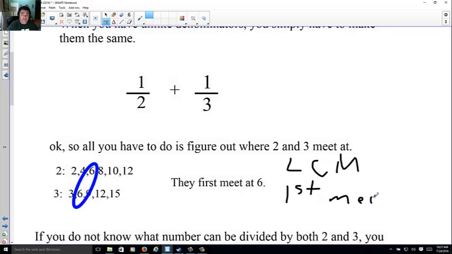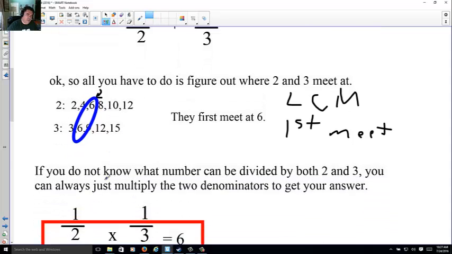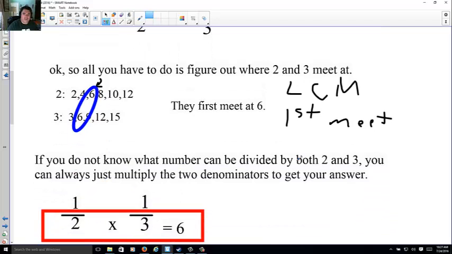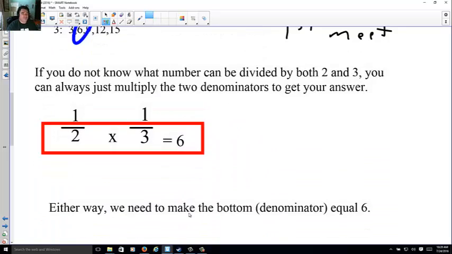They're going to meet a lot. 2 and 3 are going to meet at 6. They're going to meet at 12. They're going to meet at 18, 24, etc. But the very first time they meet is at 6. Now, if you don't know what number can be divided by 2 and 3, you can always just take the two bottom numbers and multiply, and they'll definitely meet there. Will they meet somewhere else beforehand? True, they will. Sometimes, not always. But if you're not sure, you're like, you know what? I'm just going to multiply the bottoms and see what I get, and that will work.